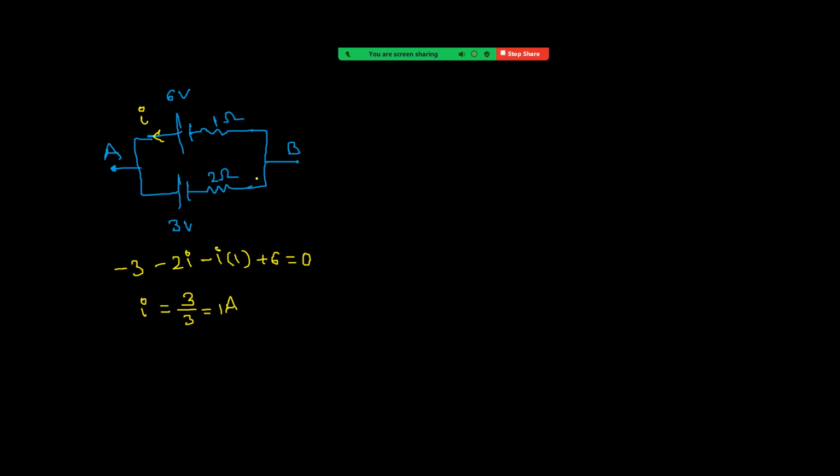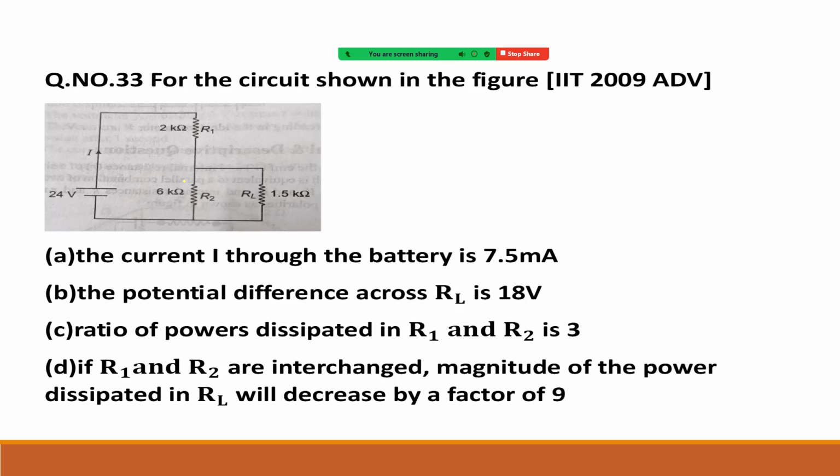Right? So you can see here, this 6-volt battery is discharging and 3-volt battery is charging, right? So between A and B, potential difference, either we can write 6 minus I into R, that is 5. Otherwise, we can write 3 plus 2 into 1, that is equal to 5. So one is discharging and one is charging. Okay. Right. Now see next one.